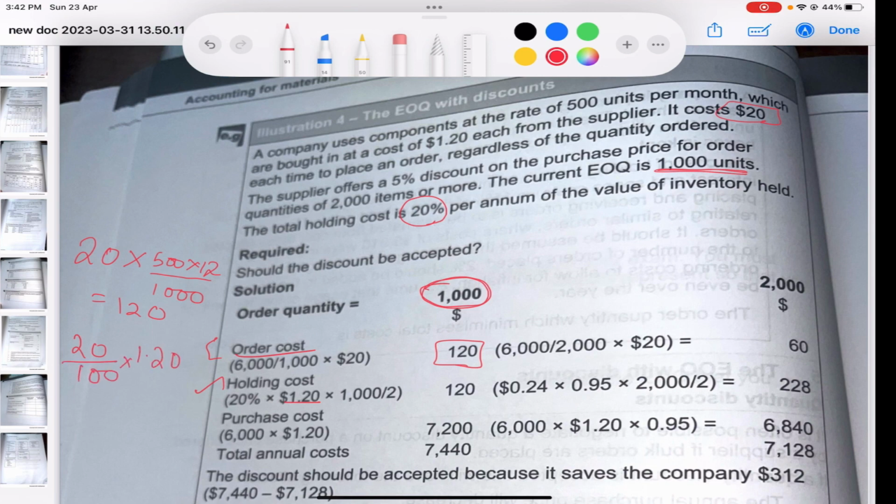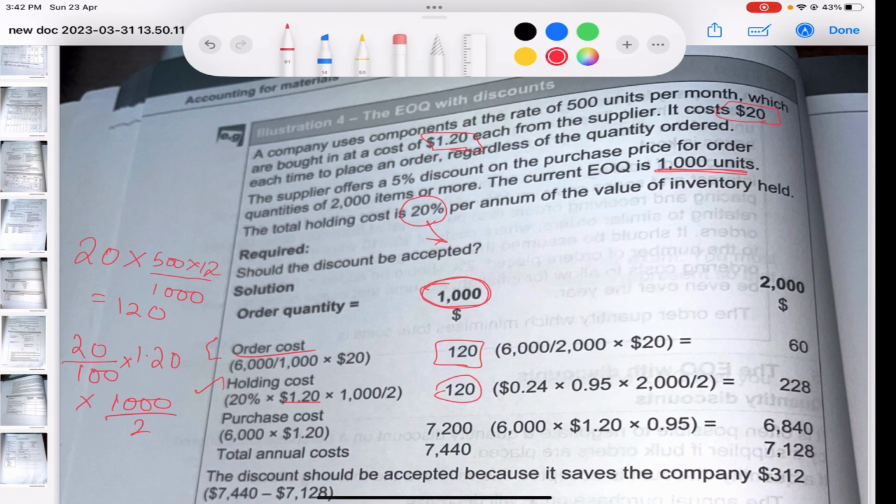You know that the holding cost is always calculated on the price. So this is going to be 20% on the cost multiplied by my average inventory, which is economic order quantity divided by 2. 20% into 1.20 into 1000 divided by 2. So that would give me 120 again.